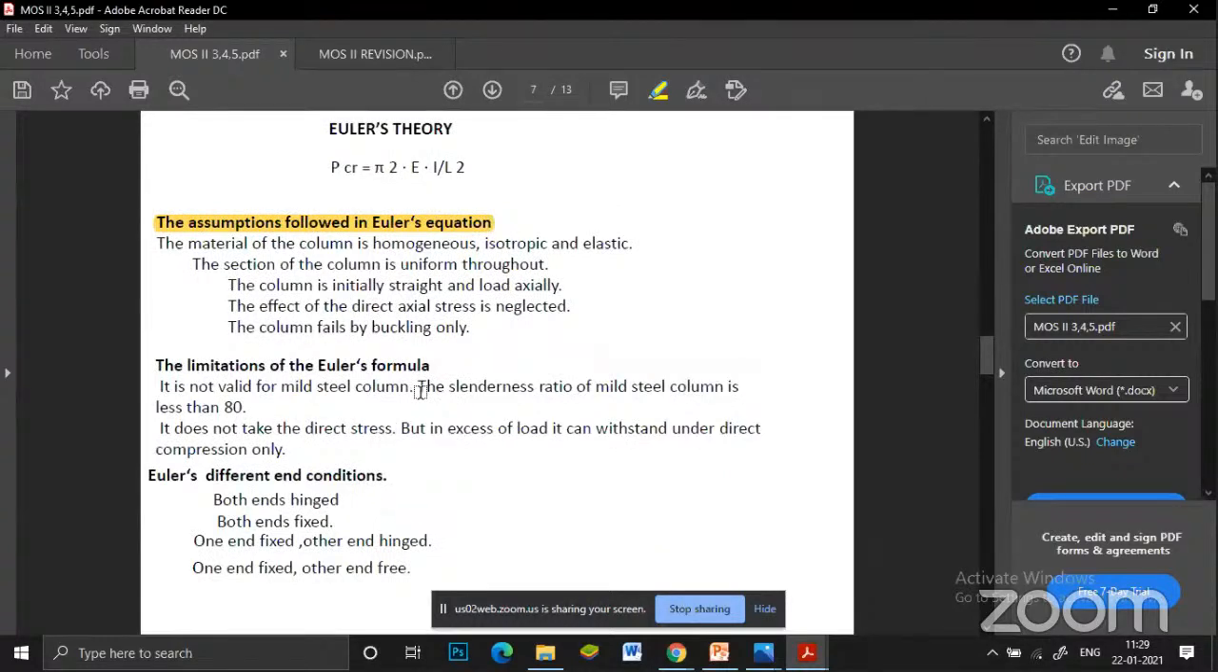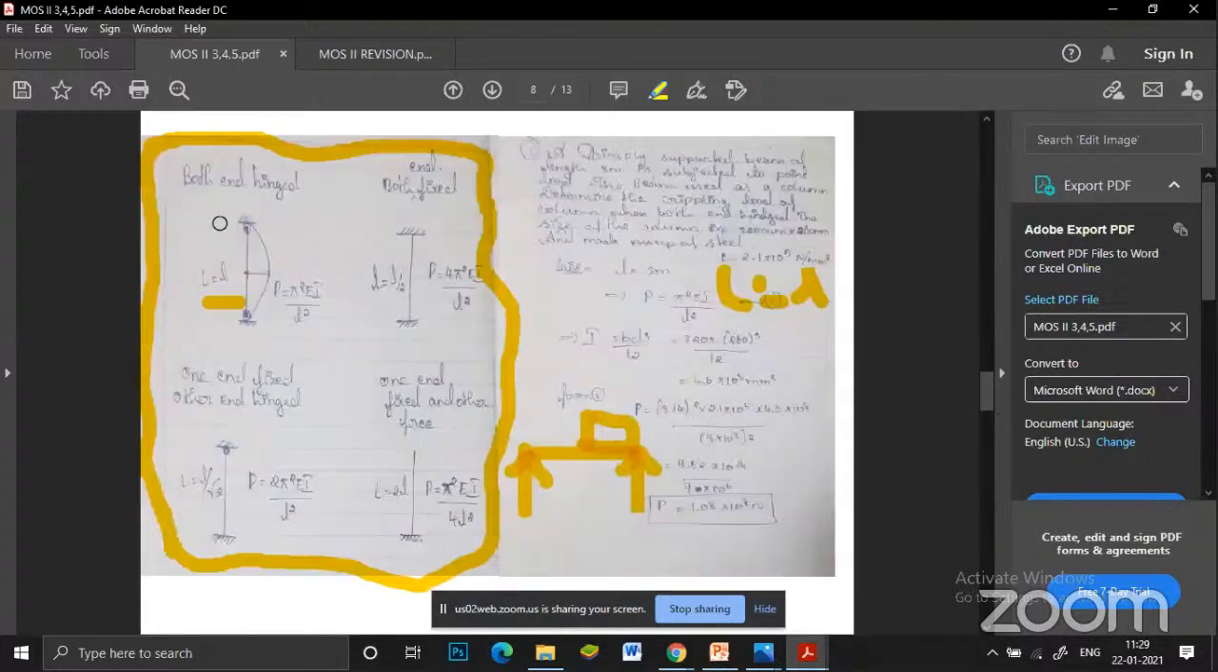Then for long column, we have some end conditions. Both ends are hinged, and in that case, in finding the effective length, don't forget, you might get a confusion. If in the question the length is given as, say, 3 meters, then there is no need of finding the effective length for both ends hinged and fixed cases. But if they have not given it, normally if they give only the length, we have to find the effective length for all the cases.